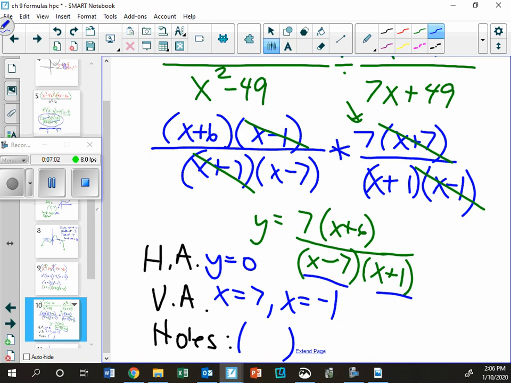Holes, well, let's do this one with the 7 here. Well, then negative 7 is the x of the hole. And how do I get the y of the hole? By plugging the negative 7 in here.